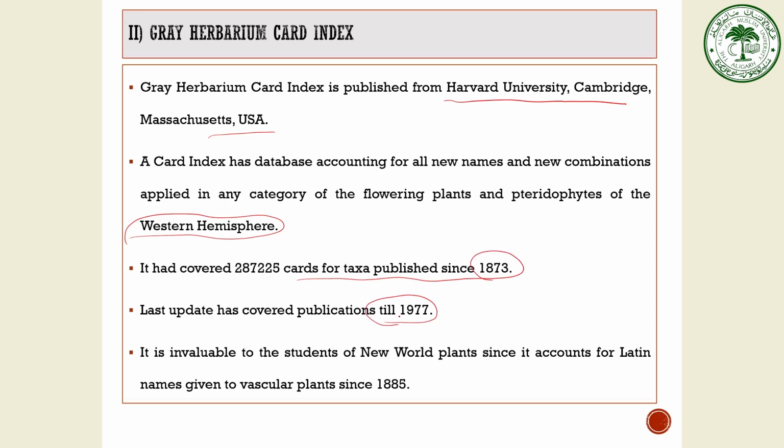So it is invaluable to the student of the New World, since it accounts for the Latin names given to the vernacular since 1885. So this is the Gray Herbarium Index, published in the USA, which has a number of plants that belong to the Western Hemisphere.